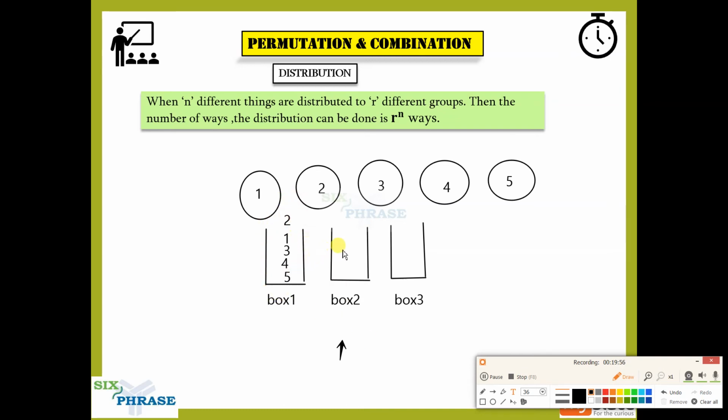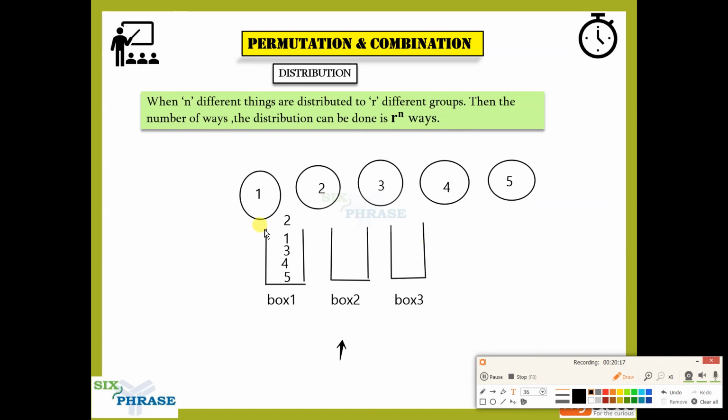So how many will be in box 2? Nothing will be there. Box 3 also, nothing will be there. This is possible. Similarly, box 2 can have all the 5 balls, and boxes 1 and 3 can go without any balls. And the same case with box 3. So this is what distribution is about. Distribution is totally different from permutation.